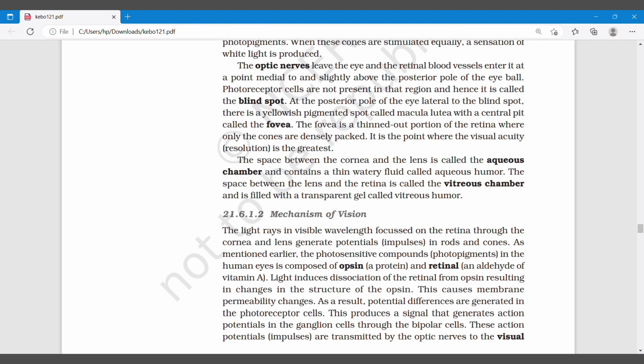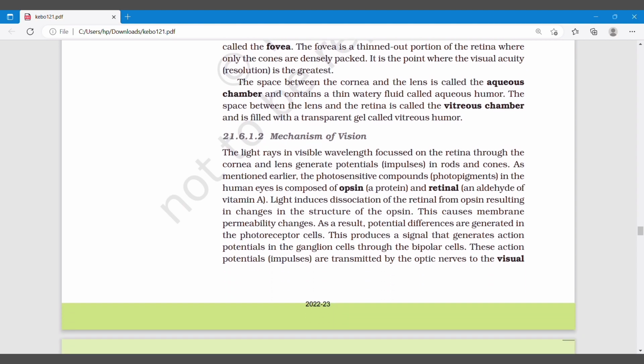The space between the cornea and the lens is called the aqueous chamber and contains a thin watery fluid called aqueous humor. The space between the lens and the retina is called the vitreous chamber and is filled with the transparent gel called vitreous humor.